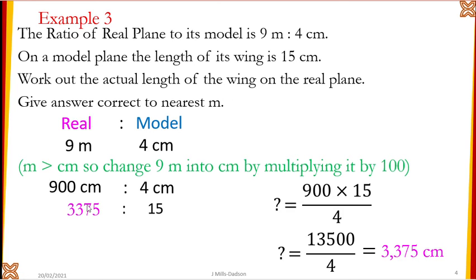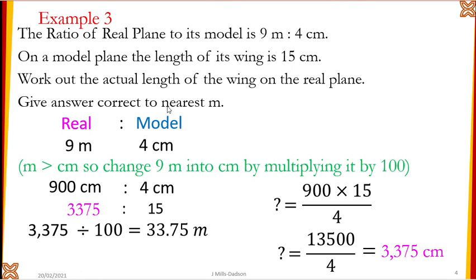3,375 centimeters. That's what we have here. This is an answer in centimeters. So we need to convert it into meters. Remember, meters into centimeters, times by 100. If we're going backward, it has to be divided by 100. So we divide 3,375 by 100, and we have 33.75 meters.